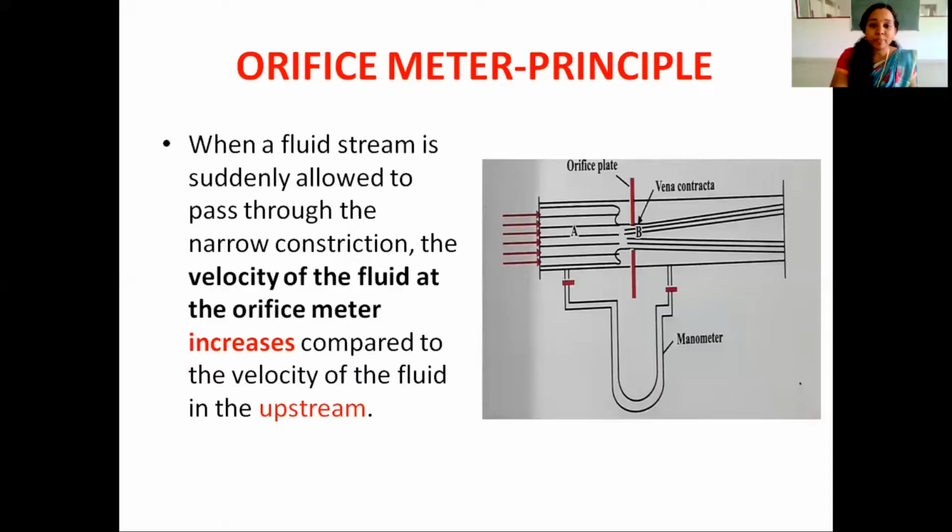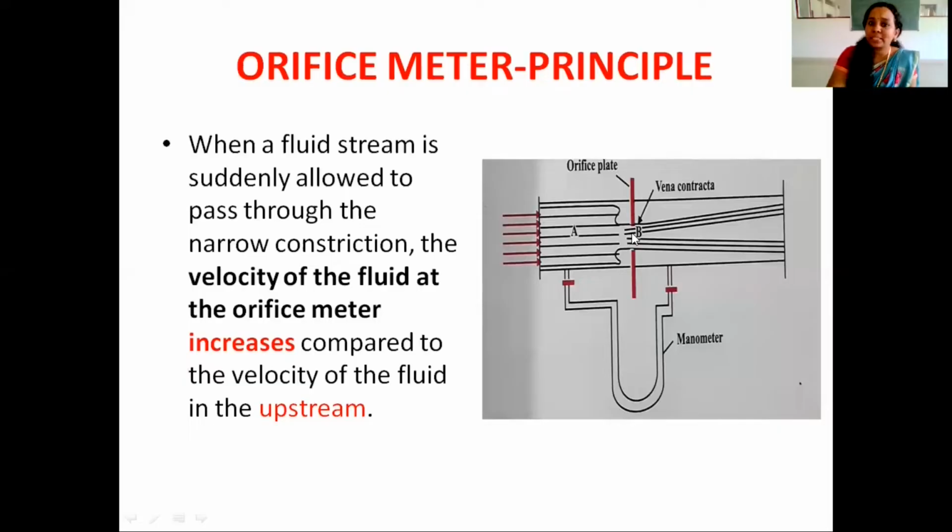Suppose a liquid is passing through this orifice meter. Okay, liquid is passing through this narrow constriction. Then the velocity of the fluid will be increased as compared to the velocity of the fluid in the upstream. Why does this occur? This is because of the reduction in the area. Here you can see our orifice meter. Orifice meter is installed in a pipeline. Then at that region, area will be decreased. Because of that, velocity of liquid will be increased.